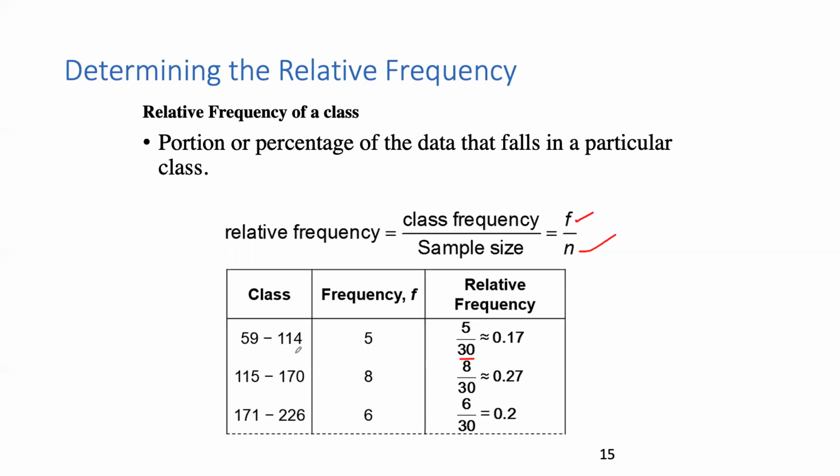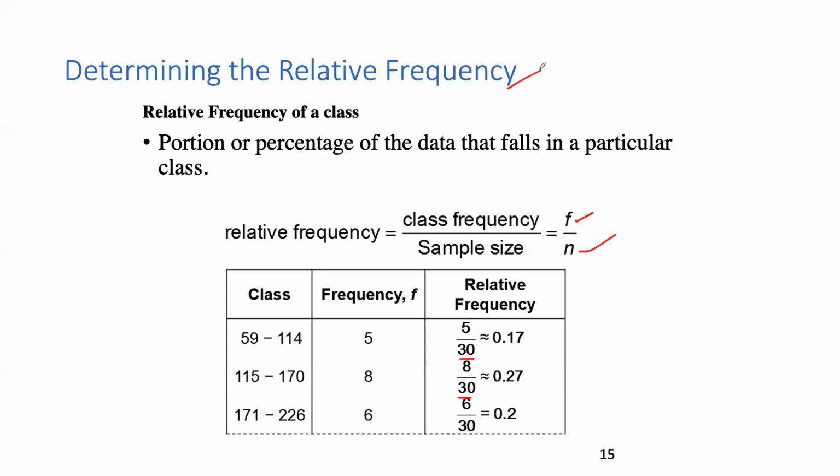So 17% of the GPS prices that I've collected are between 59 and 114. Similarly, for the second class, if you think about the relative frequency of the second class, of the 30 total entries I have, 8 of them are in the second class, right? So 8 over 30 is 0.27, or about 27% of the data set is inside the second class, and so on and so forth. So I can always calculate relative frequencies.